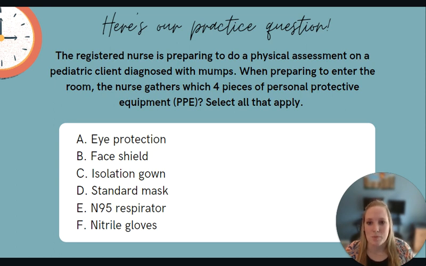The registered nurse is preparing to do a physical assessment on a pediatric client diagnosed with mumps. When preparing to enter the room, the nurse gathers which 4 pieces of personal protective equipment or PPE. Select all that apply. A, eye protection. B, face shield. C, isolation gown. D, standard mask. E, N95 respirator, or F, nitrile gloves. I know that's a big question. Go ahead and pause if you need to and jump back in when you're ready.